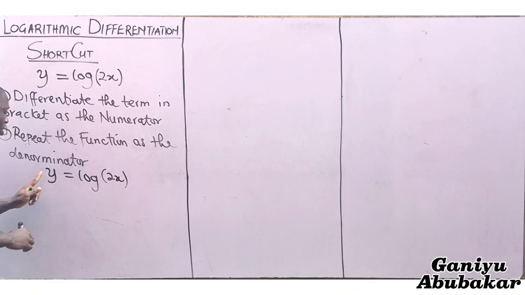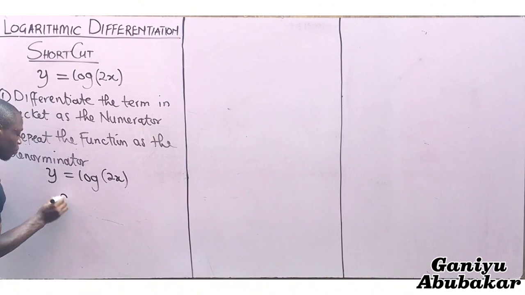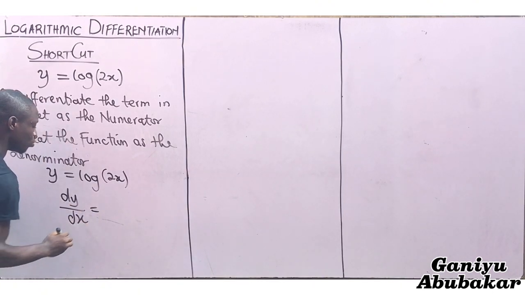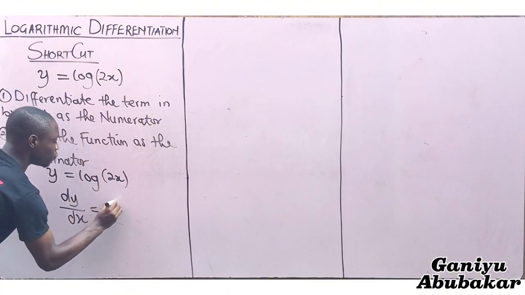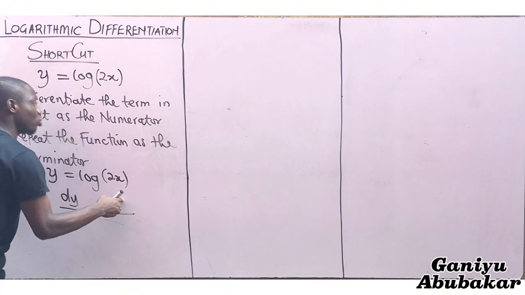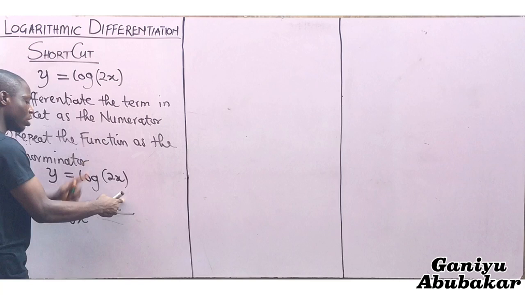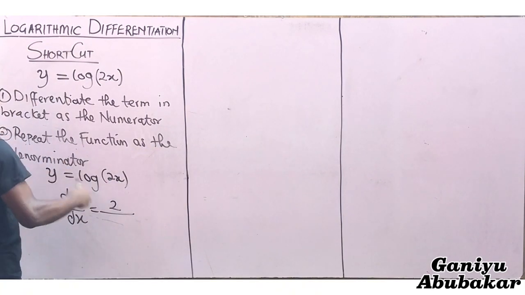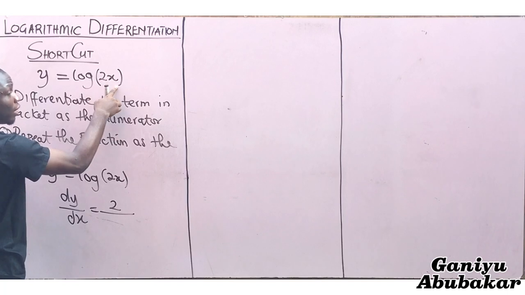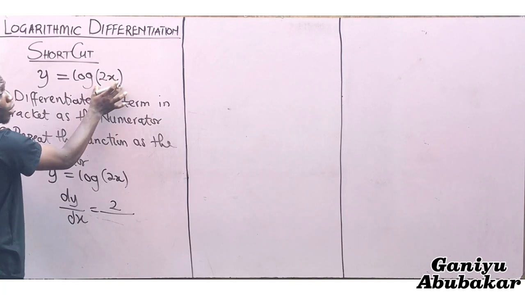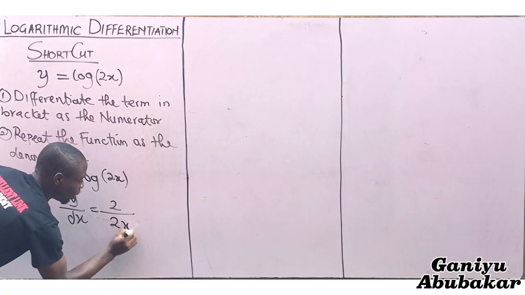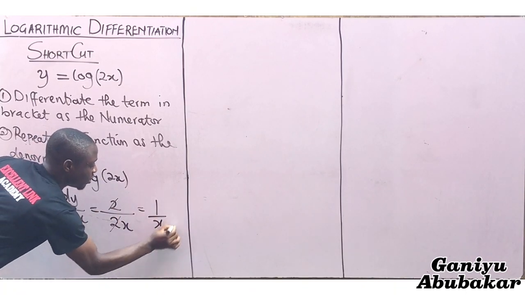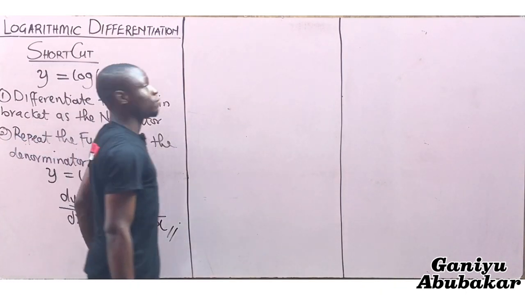Before that, if I differentiate y with respect to x, I'll have dy over dx to be equal to, if I differentiate 2x, I'll have 2 as what? The numerator. Next up, repeat the function as the denominator. What's the function? Log 2x, but I want the 2x, so I'll repeat down 2x. This cancels this here. I have 1 over x as my answer to this.